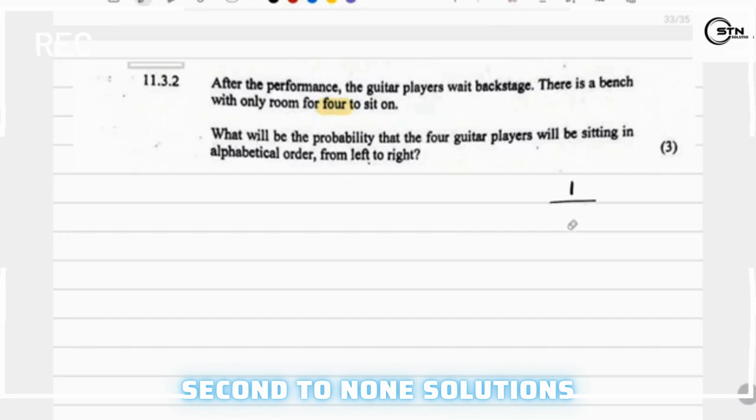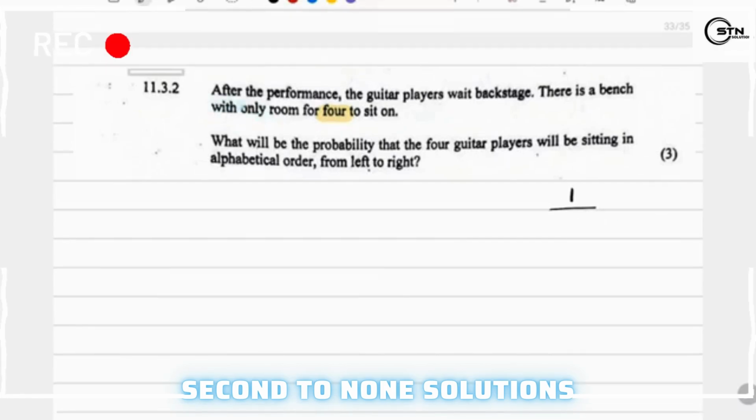But it's over something. They gave us a scenario here. So the scenario is that we still have the 7 guitar players waiting backstage, but then there's this bench with only room for 4 to sit on. So this would be what it's out of, because this is what we're comparing it to, really. They're saying now that these 7 guitar players are sitting backstage, there is a bench with only 4 places for them to sit in. Now, from that scenario, what is the probability that they will be seated in alphabetical order?